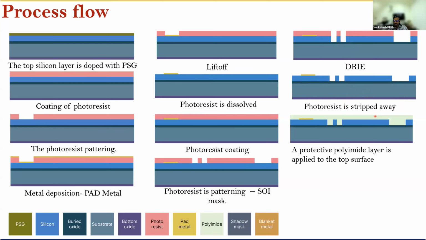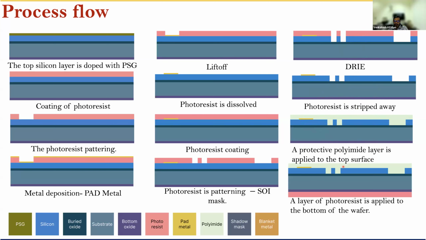Now, after stripping away the photoresist, you protect the top layer. Hope you guys are following. After I have stripped away the photoresist following the DRIE process, I am going to protect the top surface by depositing a polywhite layer on the top, right?